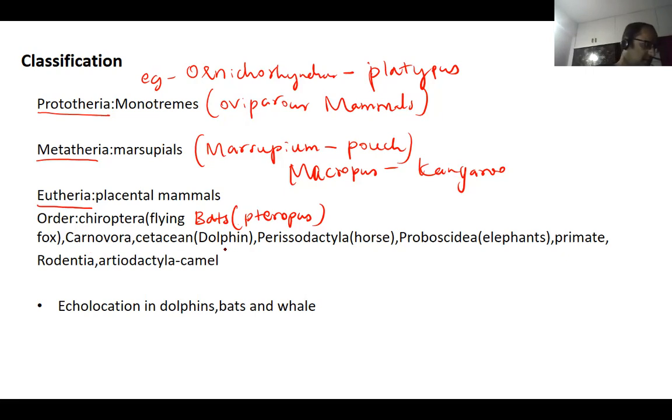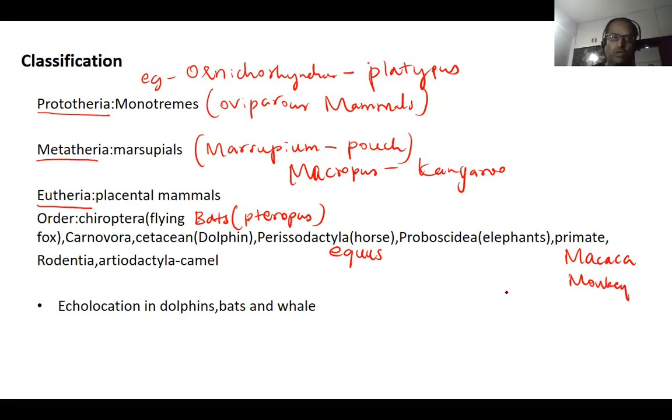Cetacea, dolphin. The scientific name is Delphinus, and dolphin is the common name. Then Perissodactyla, under that order the horse will come. The scientific name of the horse is Equus. Then the next order is Proboscidea. Elephants have the proboscis, and the scientific name of the elephant is Elephas. Then Primates, where we can talk about the gorilla, chimpanzees, and monkeys. The scientific name of the monkey is Macaca.